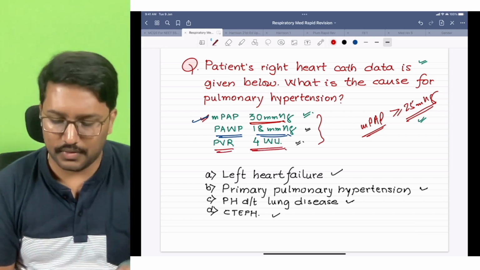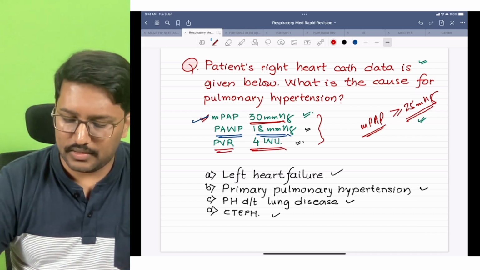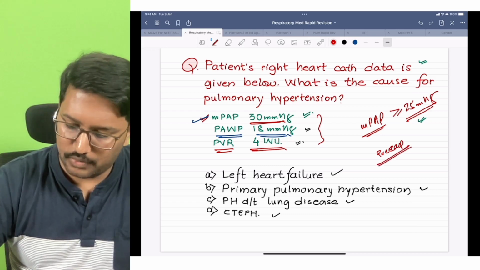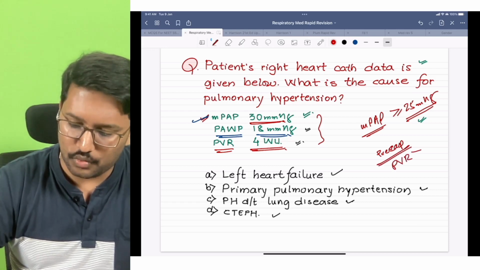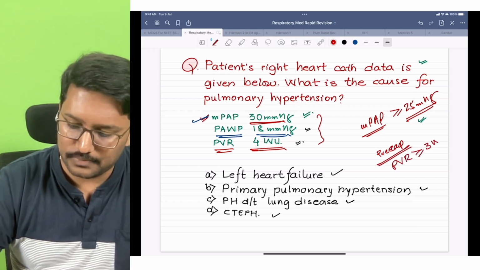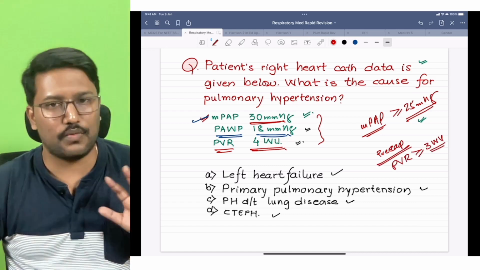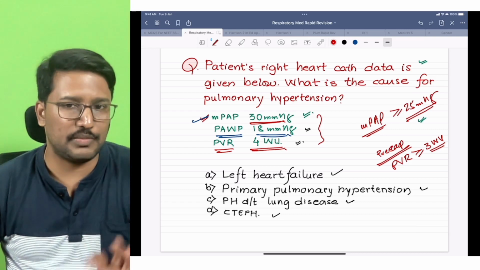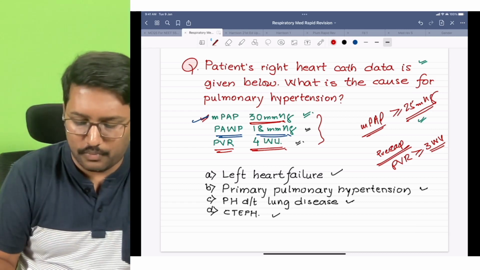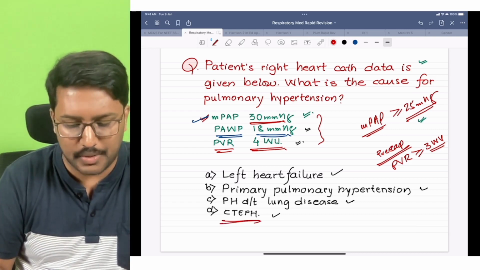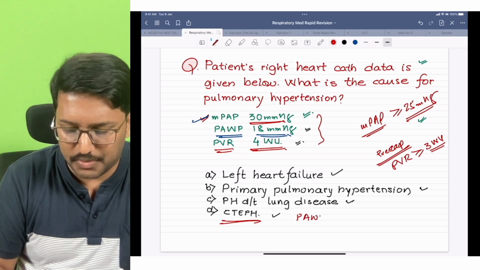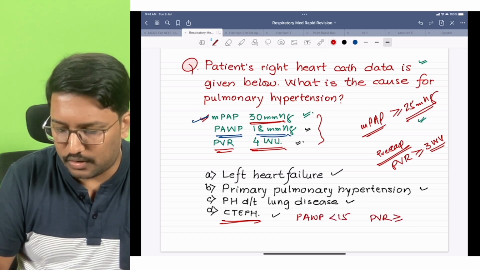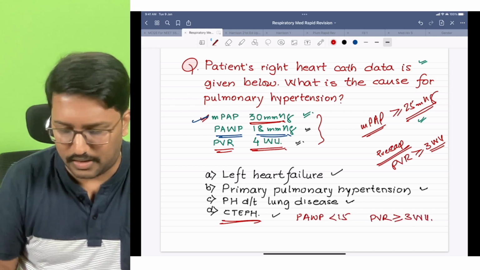The sign of pre-capillary involvement is pulmonary vascular resistance more than or equal to 3 Wood units. Here it is 4, so that is elevated. So what are we dealing with? Pulmonary hypertension with pre- as well as post-capillary component. Chronic thromboembolic pulmonary hypertension is only pre-capillary, so in that case pulmonary artery wedge pressure will be less than 15 and pulmonary vascular resistance will be more than or equal to 3 Wood units.